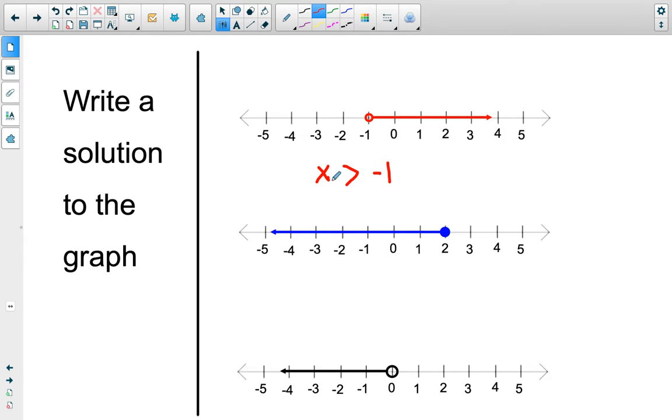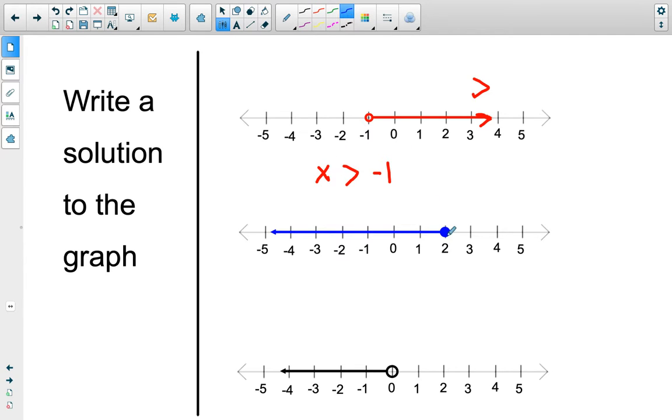I'm going to show you something kind of cool. As long as my variable is on the left side of my inequality, notice this arrowhead here. Notice that it kind of makes a greater than sign. So if my arrow is going this direction, it's a greater than, as long as my variable's on the left side of my inequality.